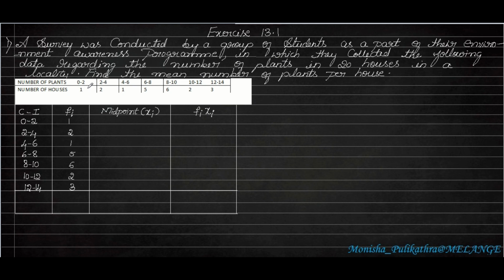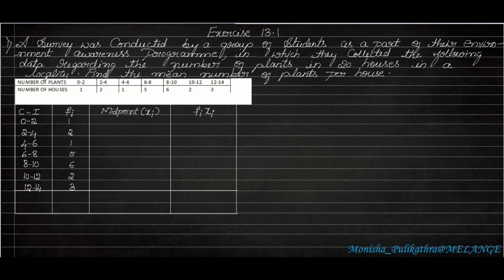Here, 0 to 2 plants has a frequency of 1 house, 2 to 4 plants in 2 houses, 4 to 6 plants in 1 house, 6 to 8 plants in 5 houses, then 8 to 10, 10 to 12, 12 to 14. These are the data which they collected. We have to find the mean. Mean means the average number of plants per house. Mean means average itself.